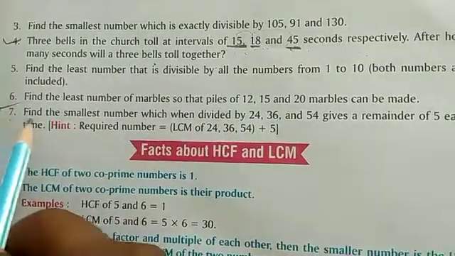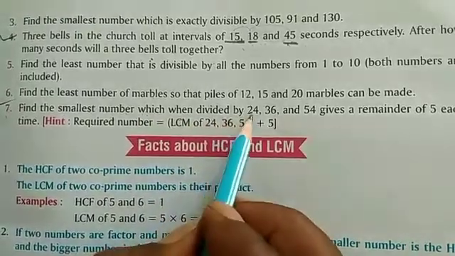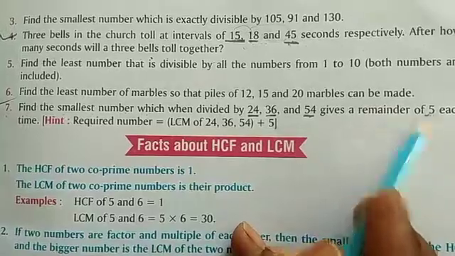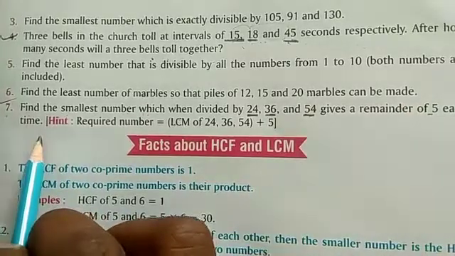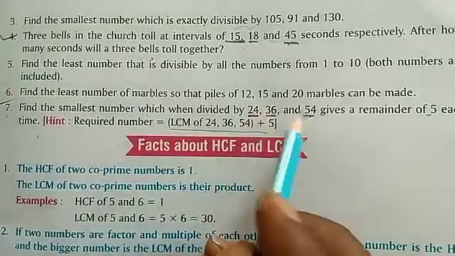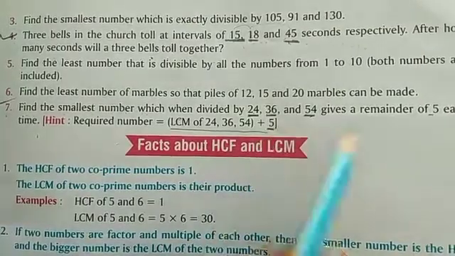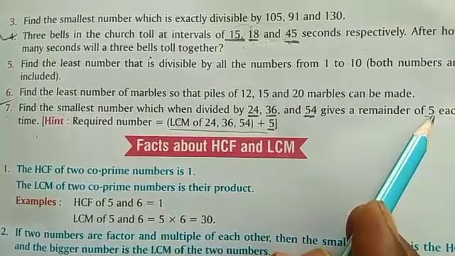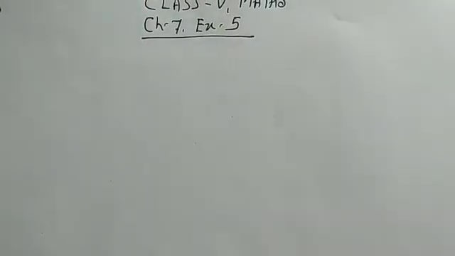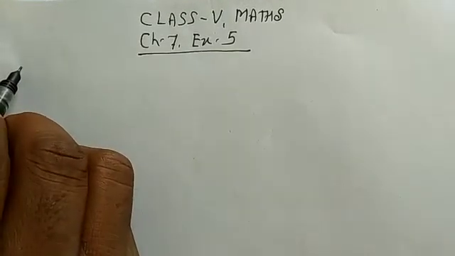Similarly, in the 7th question: find the smallest number which when divided by 24, 36 and 54 gives a remainder 5 in each case. The hint is given there: first of all we will find the LCM of these numbers, then simply add 5, because we want remainder 5 in each case. One by one, let's start these questions. That is question number 4.